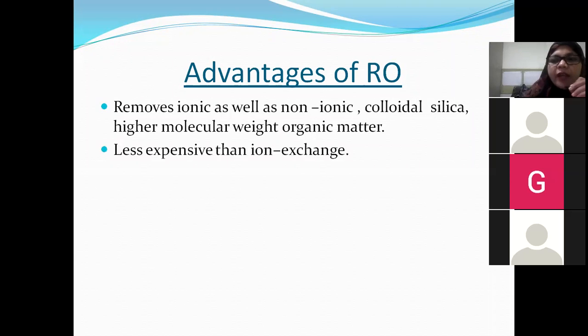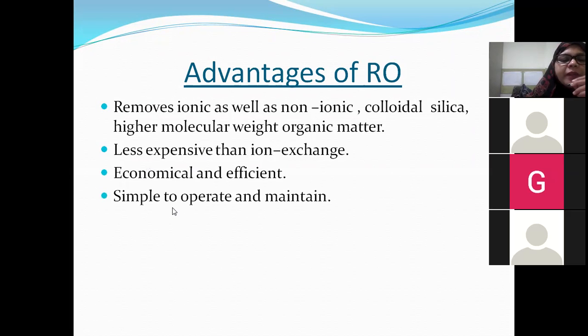Then it is less expensive than ion exchange. In ion exchange, we have seen that we have to fill those big tanks with the resins, cation exchange resins and anion exchange resins, which are costly. But here we need only one single membrane. Okay, so because of that, polymer membrane we need. So because of that, it becomes less expensive. Then it is economical and efficient also. Okay, आपका पूरी तरह से आपका water soft हो जाता है. Everything is removed from that water sample, so it is very efficient. Economical है क्योंकि less expensive है, and simple to operate and maintain. तो maintenance भी इसका कम है.